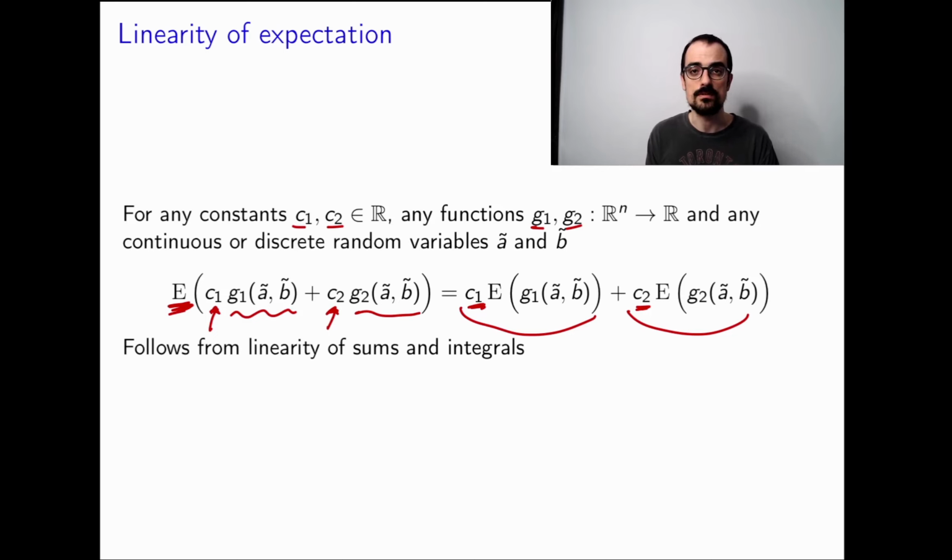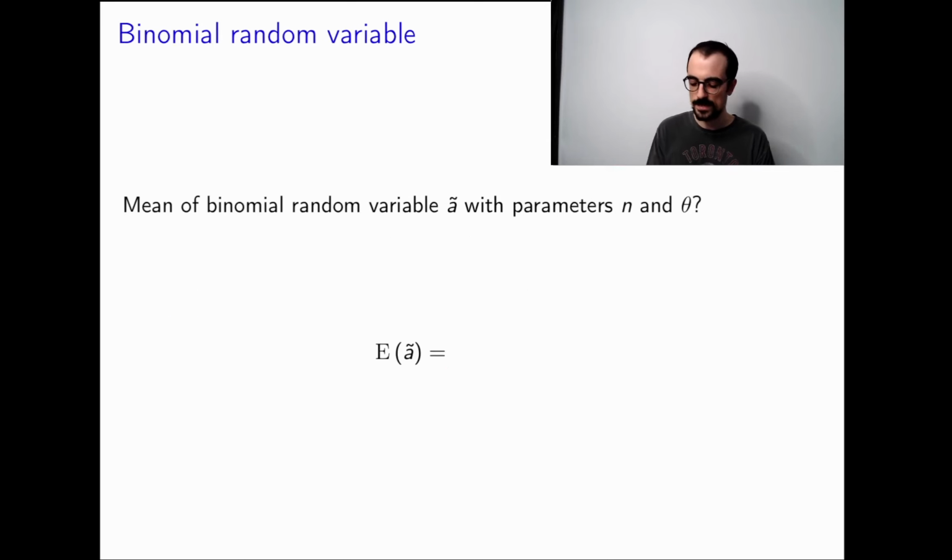This is called linearity of expectation, and it's super important. We use it all over the place when we manipulate expectation or expected values or means. Let me give you an example. You want to compute the mean of a binomial random variable A with parameters n and theta.